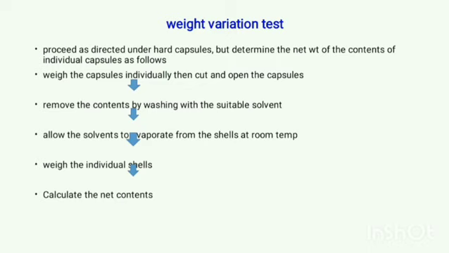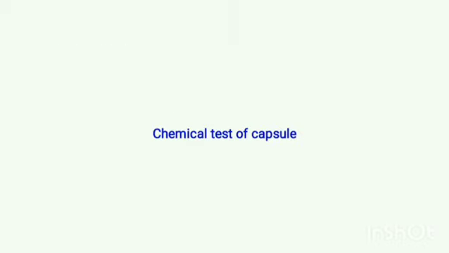Weight variation test. Proceed as directed under hard capsules, but determine the net weight of the content of the individual capsules as follows. Weigh the capsules individually, then cut and open the capsules. Next, remove the content by washing with a suitable solvent and allow the solvent to evaporate from the shells at room temperature. Then weigh the individual shells and calculate the net content.